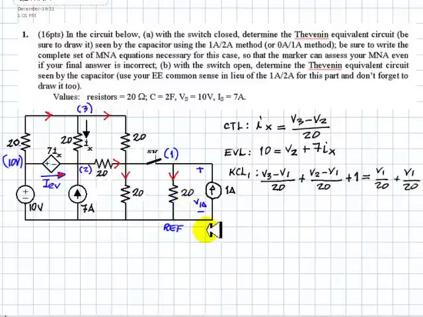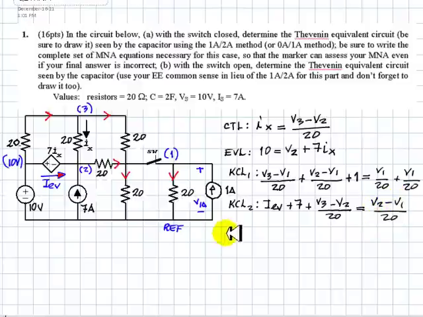Let me write now KCL for nodes 2 and 3. Currents entering node number 2, this one, IEV, the evil current, plus 7 amps, plus the current coming from the top, V3 minus V2 over 20. And that is equal to currents leaving the node, in this case, only one, V2 minus V1 over 20.